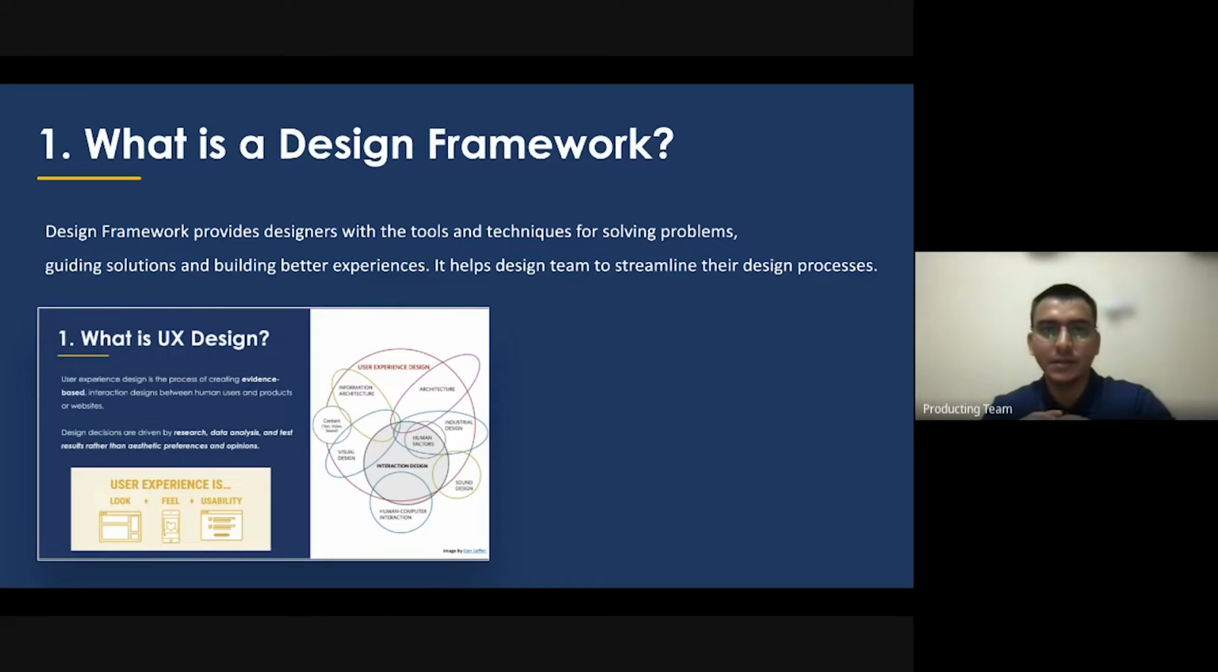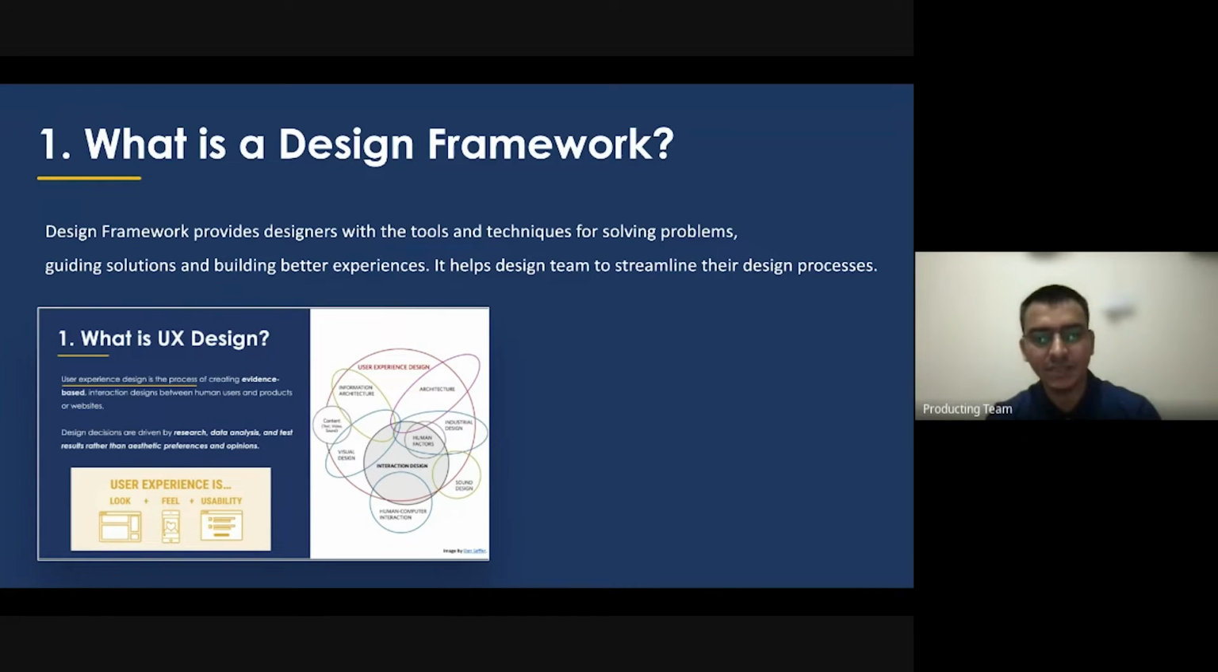If you remember in last week's session where I was explaining what exactly is UX design, I told you that UX design is a process of creating interaction design between human and computer. Now, what is that process? The framework, the design framework is the process. So when we talk about process there, I'm referring to design framework. Okay, so user experience design is a process following the framework to create interaction design between human and computers. Okay, so it's very important to learn what design frameworks are.